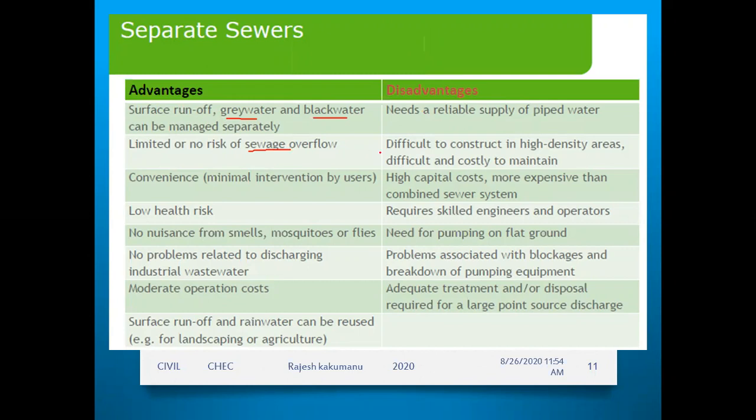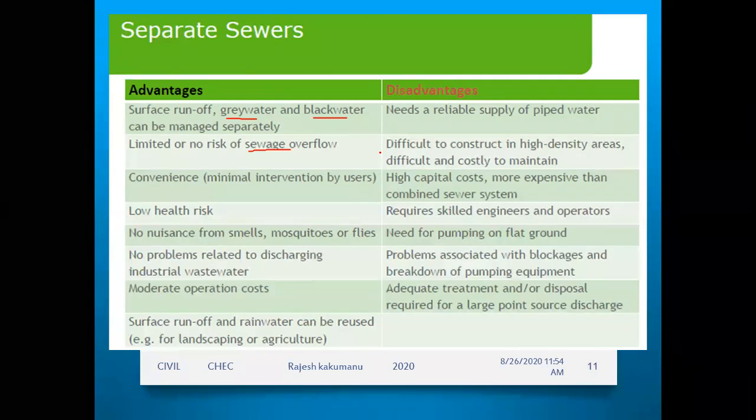Here, difficult to construct in high density areas, difficult and costly to maintain. So in hilly areas and rocky areas, it is very difficult to construct a separate sewer system. Why? Because maintenance cost is high. In a combined sewer system, in hilly areas, tropical areas or rocky areas, both flows come from one pipe, so the construction and maintenance cost is very less. Next, convenience, minimal intervention by users. Convenience, the application is very less. High capital cost, more expensive than the combined sewer system.